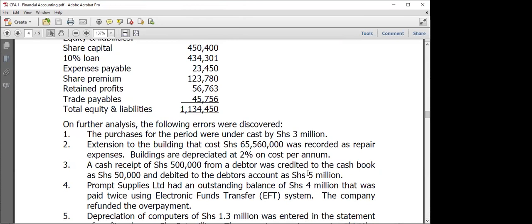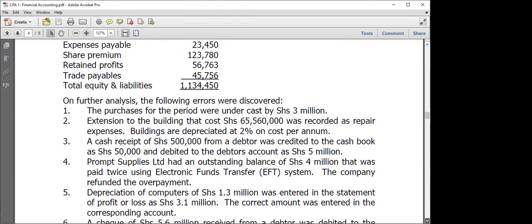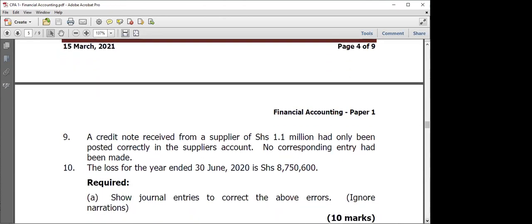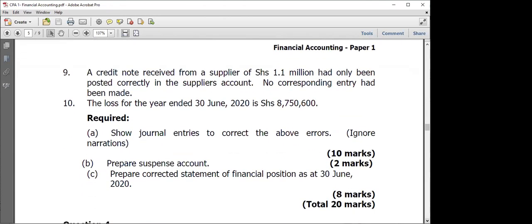Yeah. Now, as we proceed here, we are going to look at the different errors that they have actually given us. Before you proceed to even look through the errors, for you to manage your time, it's good for you to understand what you will be preparing at the end of the day. What is the examiner interested in? You get it? So for example, here they have asked you to prepare a suspense account, which they have given only 2 marks. And they have asked you to show the journal entries to correct the above errors. So yours should be to first draw up your journal entries to make sure that you have that.